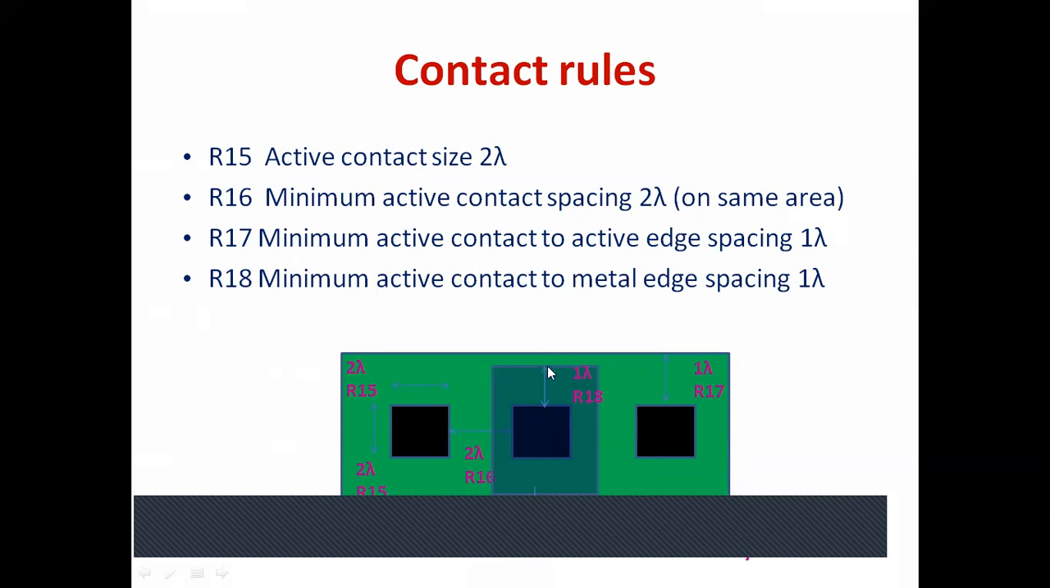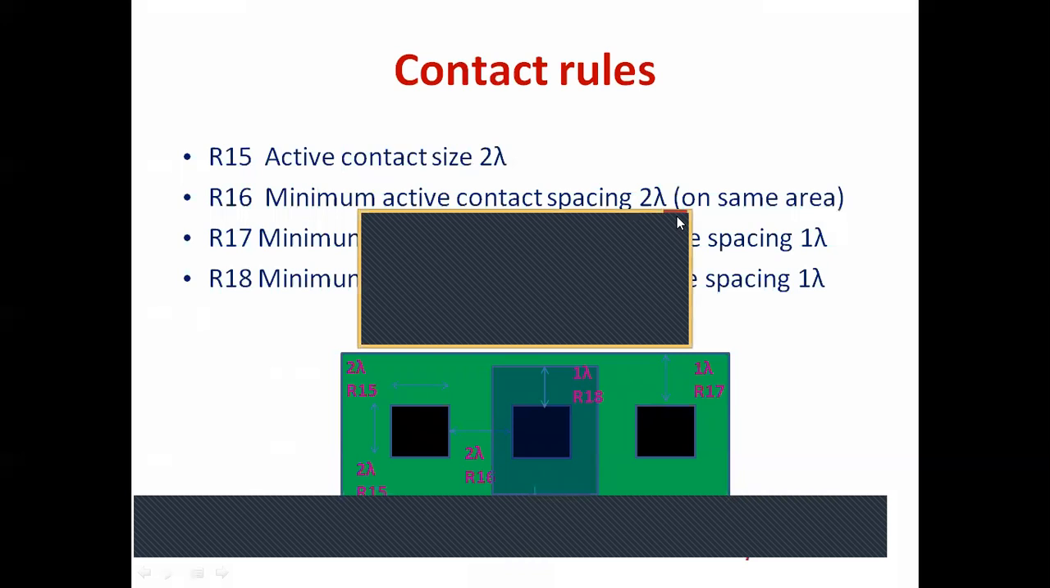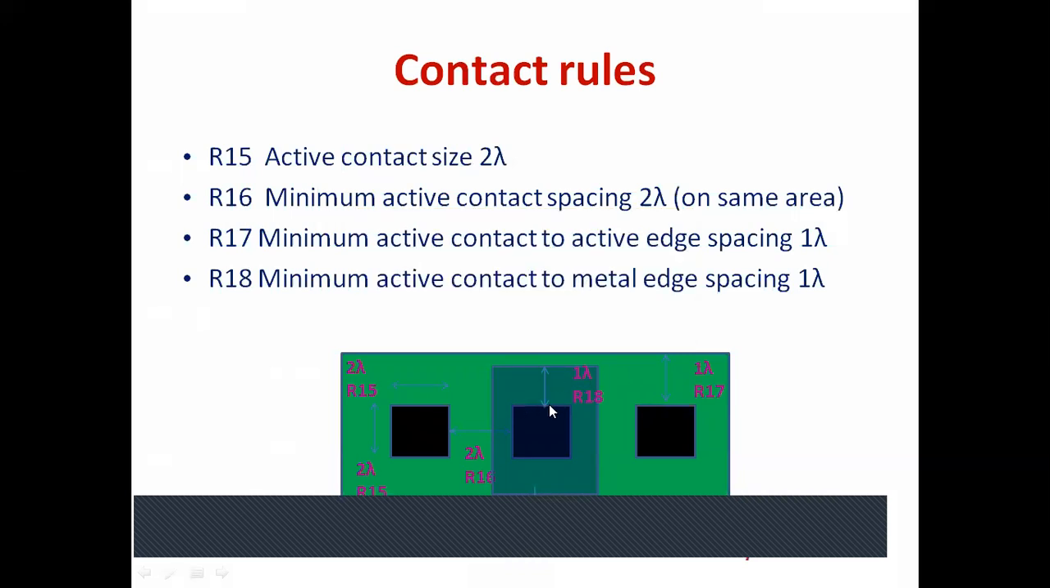R17, again active edge spacing. This is active contact edge spacing to metal spacing. So this is R17, active edge spacing to contact spacing, 1 lambda. And active contact to metal edge spacing: this is active contact and this is metal because we put metal. So R18 has to be 1 lambda. In this way, when you draw a layout of MOSFET or layout of circuit, you have to follow all these rules.